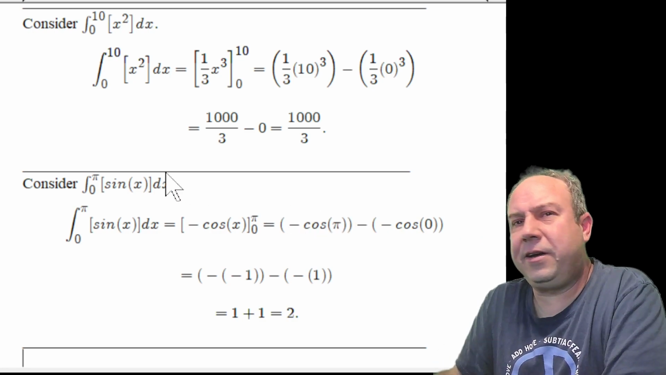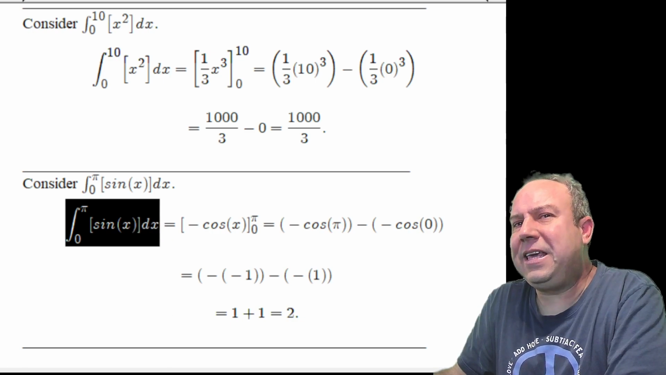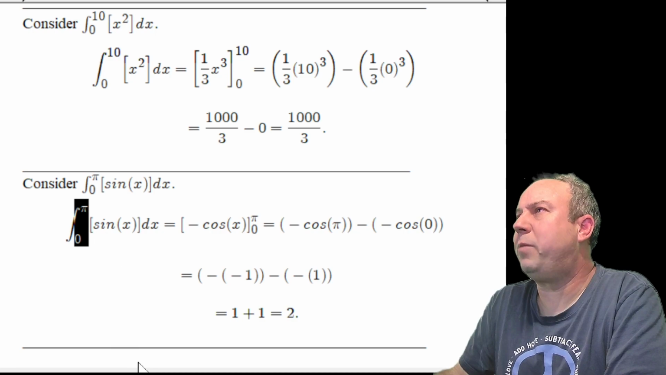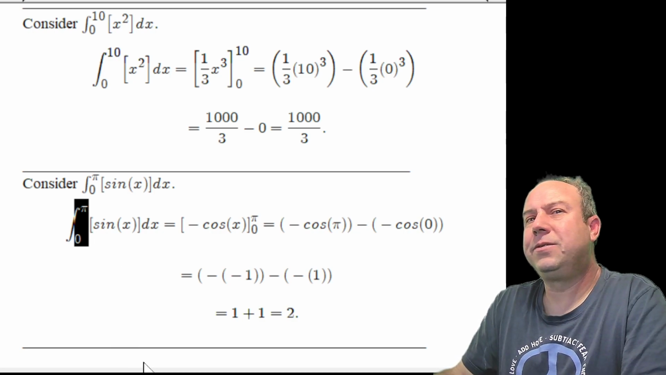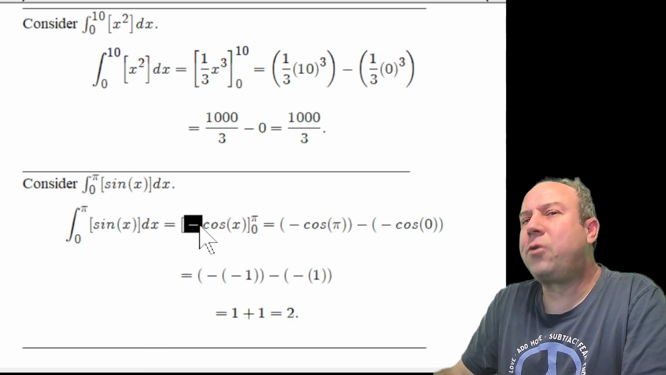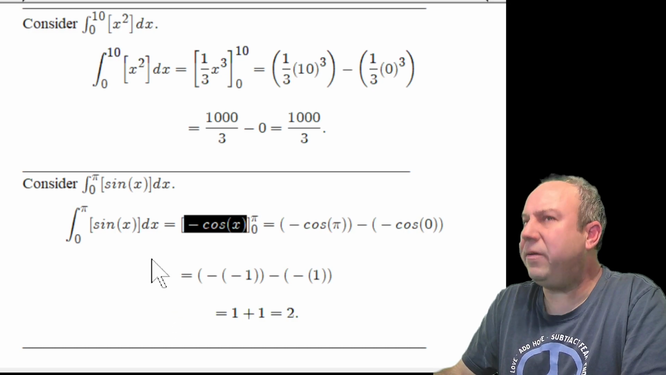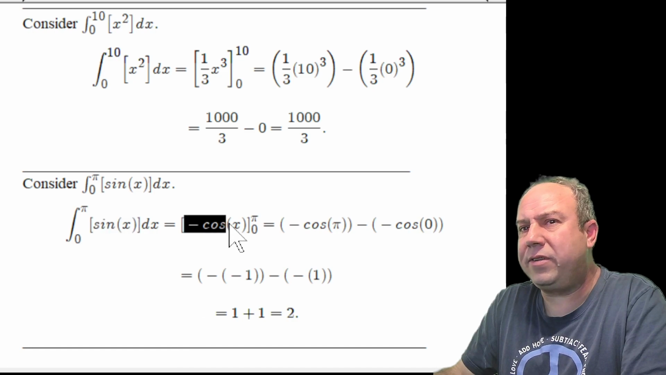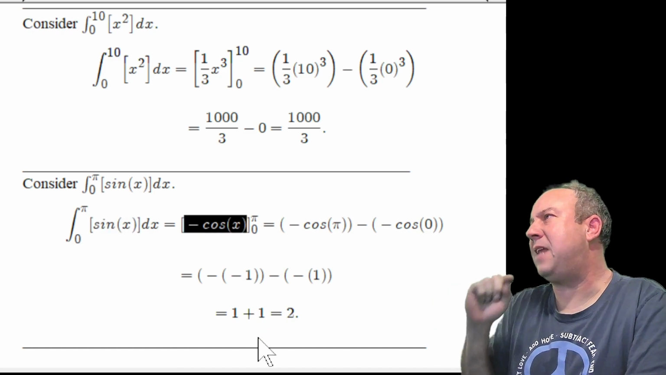Well, look at what we get here. The definite integral of the sine of x from 0 to pi, right, is going to be the antiderivative of the sine of x. What's the antiderivative of the sine? Well, we know that's negative cosine.